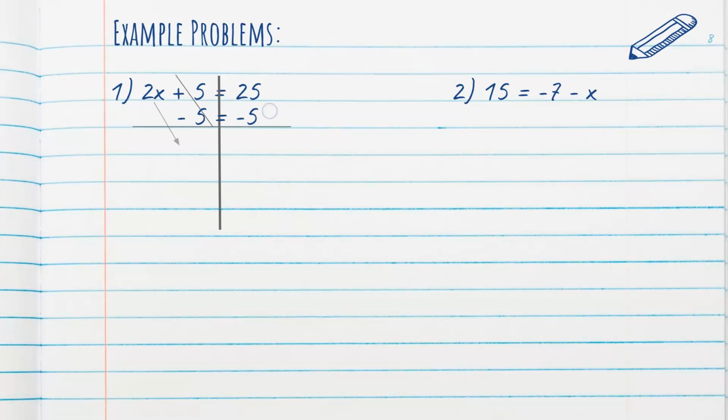Cancel out those 5s. Bring down that 2x. 25 minus 5 is going to give you 20. Okay? So now we're down to a one-step equation like we were doing yesterday. We divide. Divide by 2. It's going to cancel those 2s. 10. Good job. Okay, questions? Yes, that's 1. So it's 10 there.